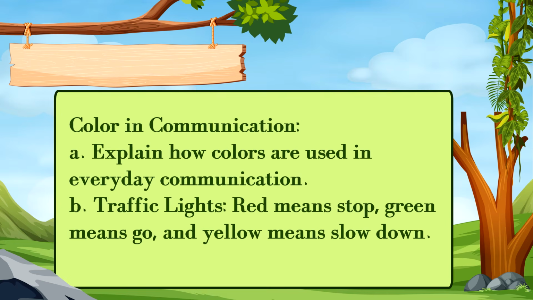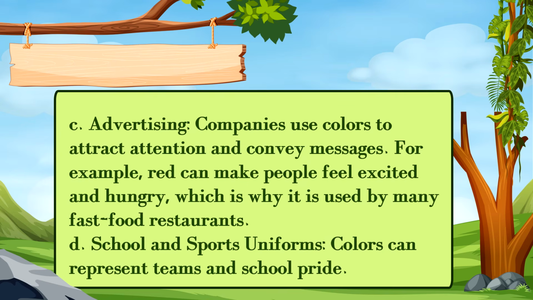Also, there's color in communication. Explain how colors are used in everyday communication, like traffic lights. Red means stop, green means go, and yellow means slow down. In advertising, they use colors too. Companies use colors to attract attention and convey messages. For example, red can make people feel excited and hungry, which is why it is used by many fast food restaurants. School and sports uniforms: colors can represent teams and school pride.